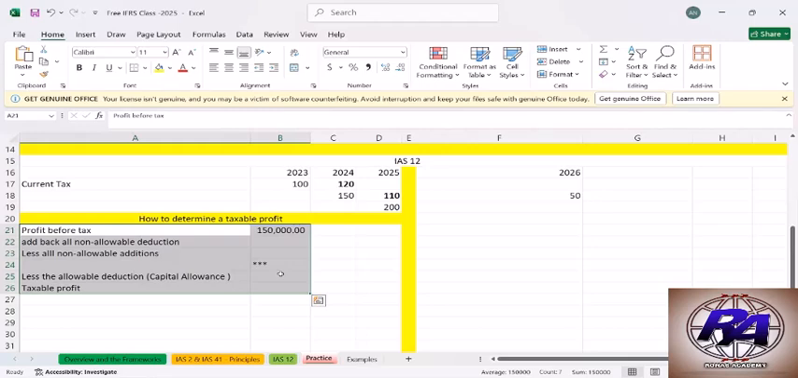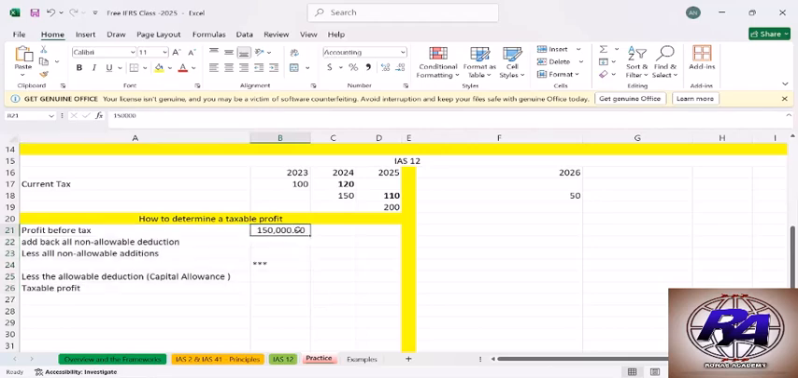So first of all, you take your profit before tax. We add back all non-allowable deductions, and we less all non-allowable additions. Then whatever we get, we less our allowable deduction, which is the capital allowance. Then we get our taxable profit. It is based on the taxable profit that we charge our tax rate on to get our current tax.